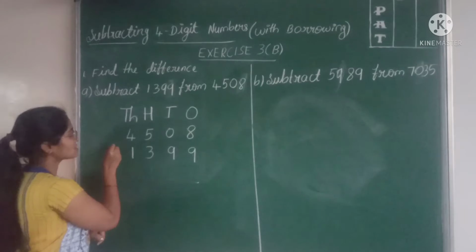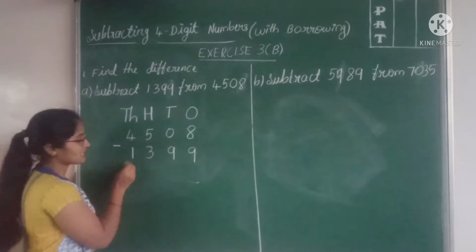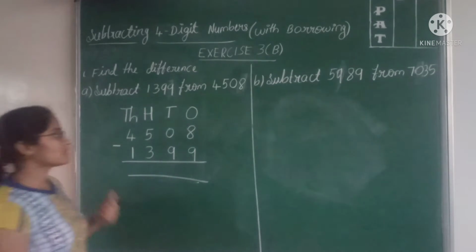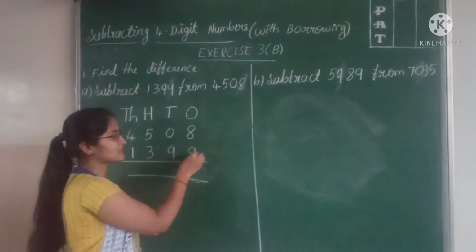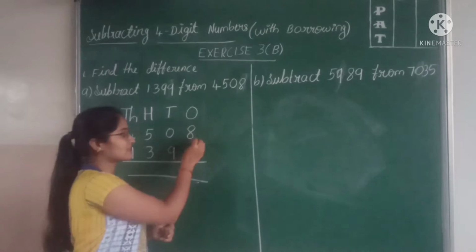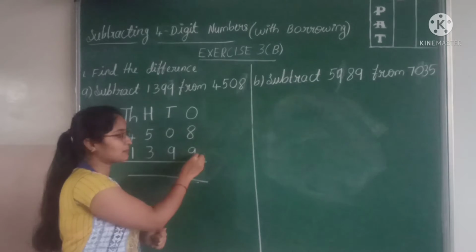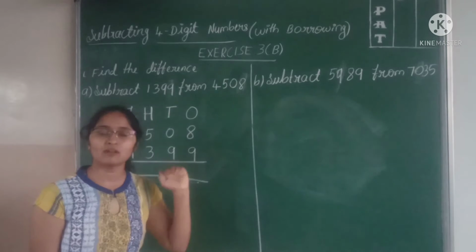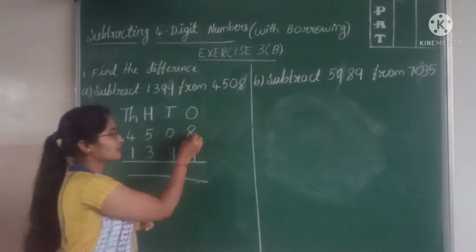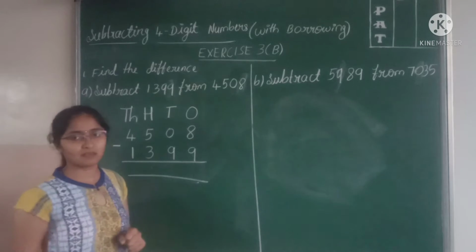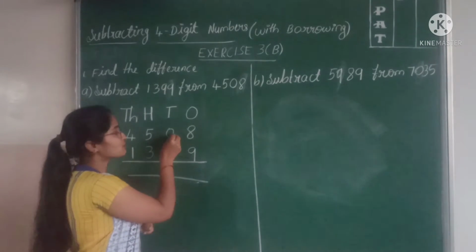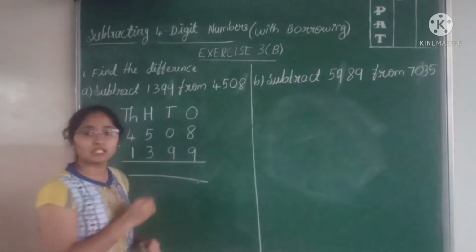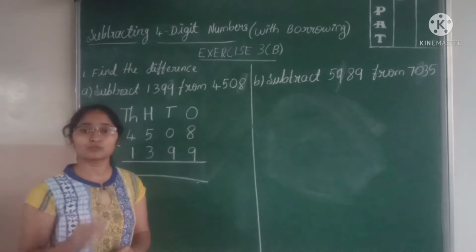After writing the numbers, you have to write the subtraction sign. Then start subtracting it from ones place. So here the ones place number is 8 minus 9. So 8 is a smaller number and 9 is a bigger number. We cannot subtract bigger number from smaller number. So we can borrow number from the tens place number now. See now, but the tens place number is 0. We cannot borrow from 0, children.